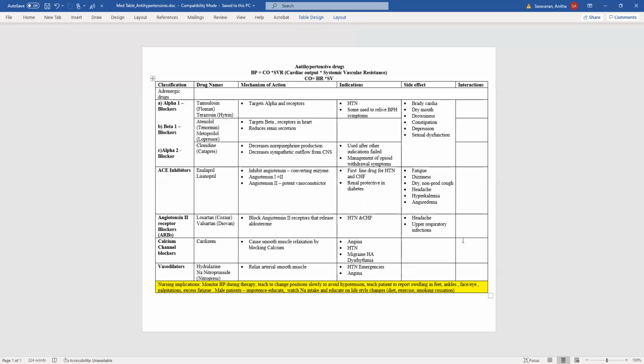In this five-minute med audio on antihypertensive drugs, I'm going to briefly review different classes of medications that are helpful for lowering high blood pressure. High blood pressure is, according to standard guidelines, any blood pressure above systolic 140 and diastolic 90 millimeters mercury.